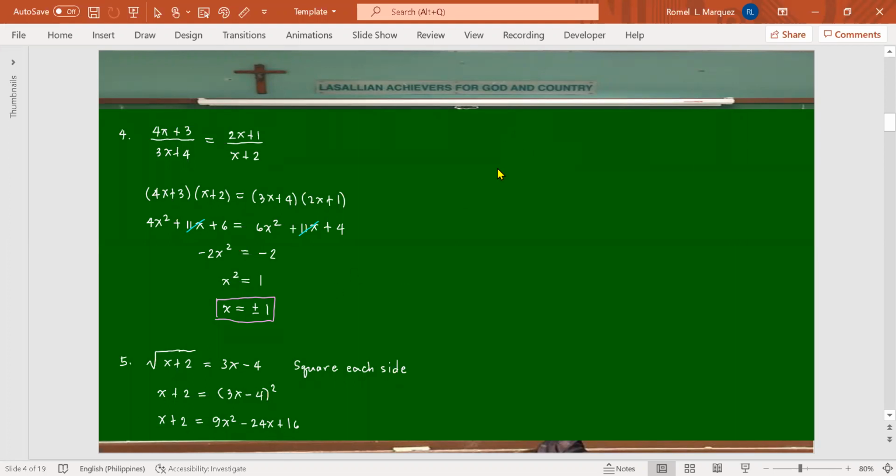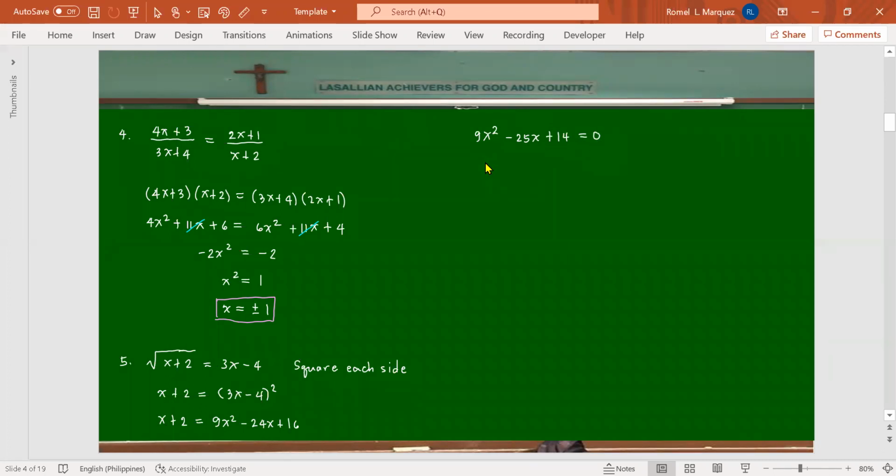So let me transpose everything on the right side. 9x squared minus 24x, then minus 1x. So that is negative 25x. Sir, I have a question. Yes. So where did 24x come from? Di ba we double? 3x times 4, then double it when you square. Di ba? We square the first, twice the product of the first and the second, then square the second. Okay now? Plus 14. Why plus 14? 16 minus 2. Then equal to 0.